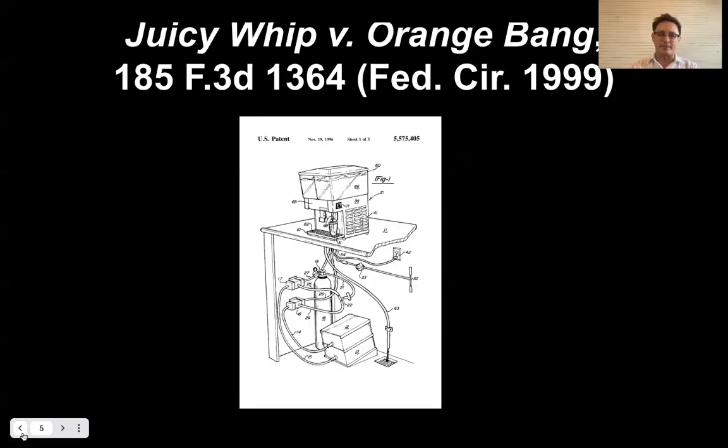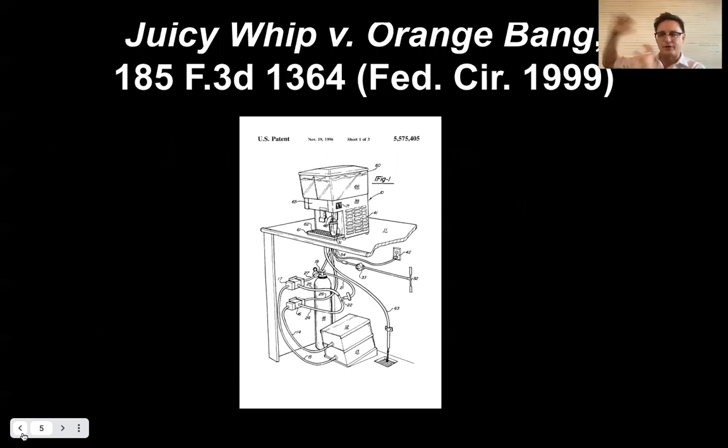Okay. So another case engaging with this question is Juicy Whip v. Orange Bang, which concerned essentially a juice dispenser. You may have seen these at your local convenience store. You go to 7-Eleven, Circle K, a store like that, Speedway, whatever.